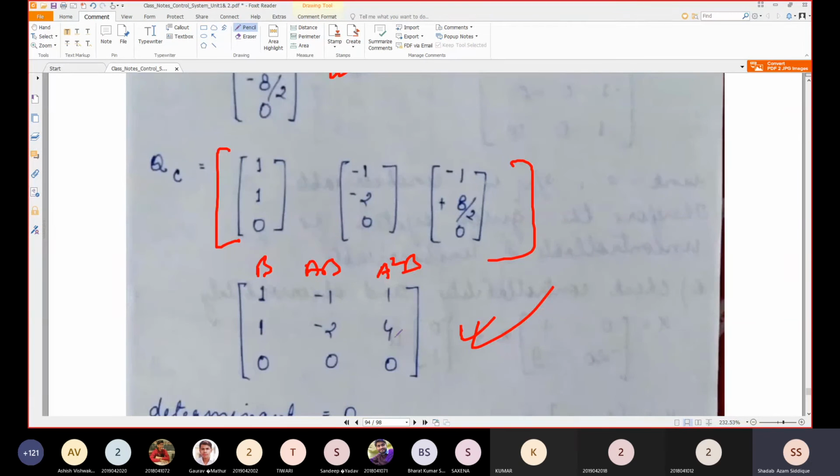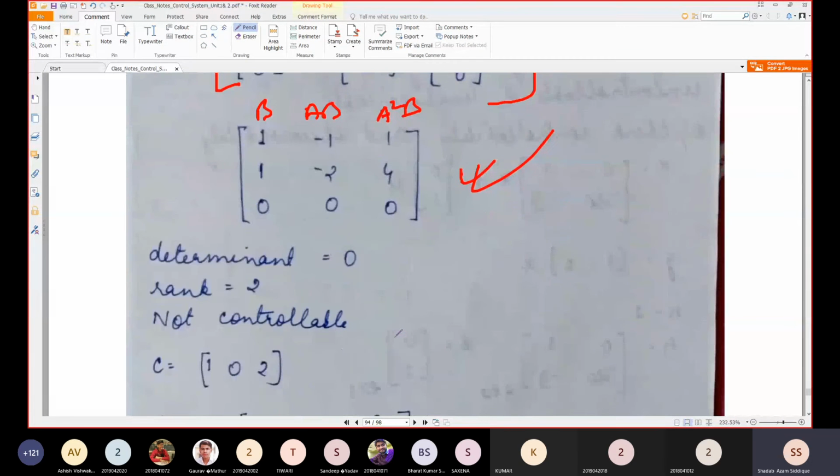So now try to find the determinant, and if the determinant is 0, then rank will be basically less than n, so less than 3 cross 3. So here you can find.